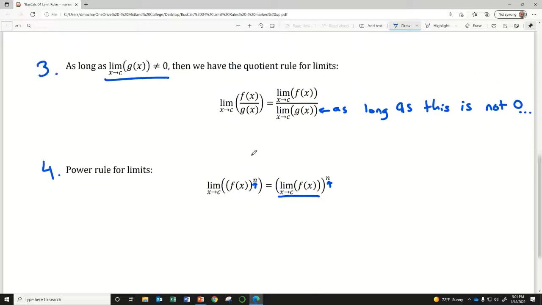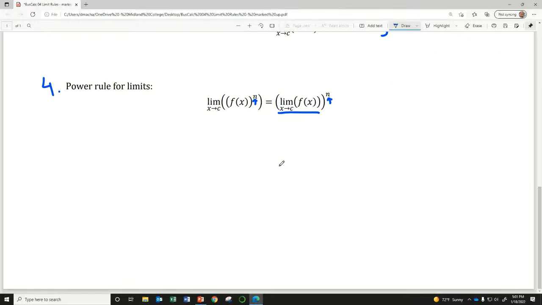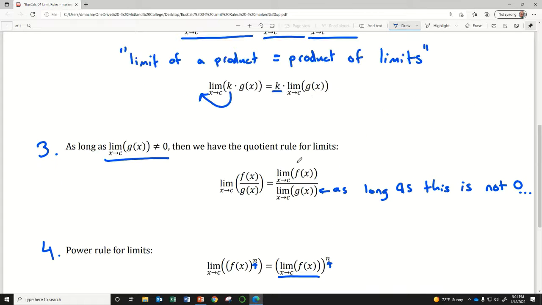And so maybe these don't make a whole lot of sense immediately, but what I'm about to do in my next video is work several examples. And maybe once you see some examples of putting these limit rules into practice, you'll see why you might need it.